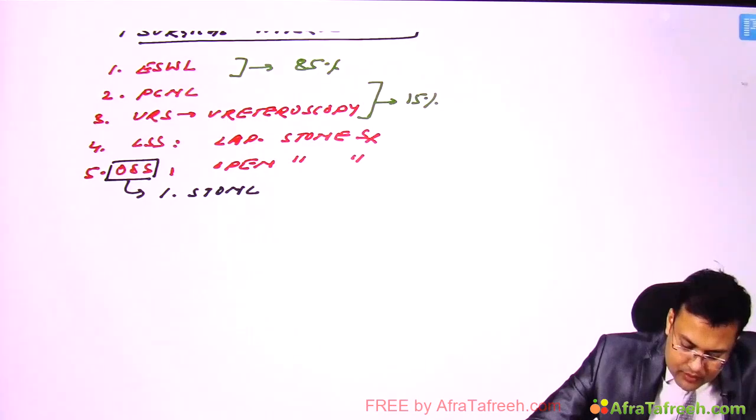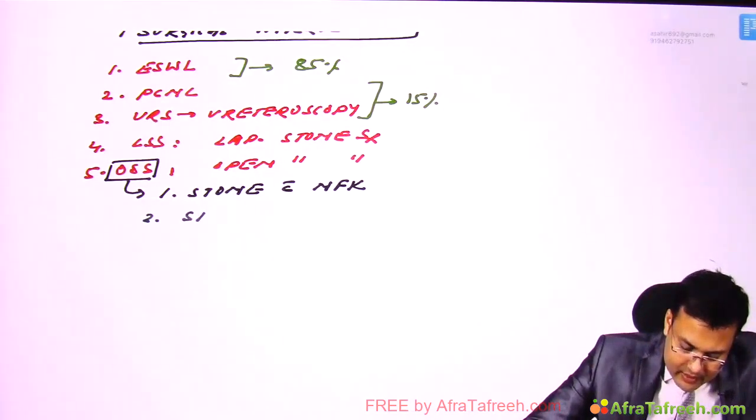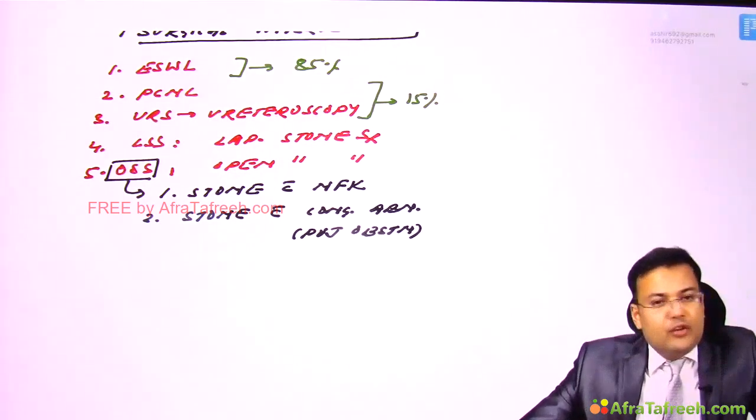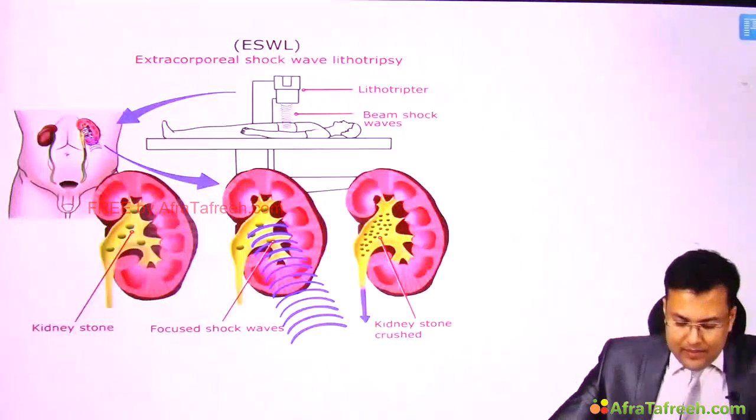First, stone with a non-functioning kidney, where we have to perform nephrectomy, and second, stone with congenital abnormality of the kidney like PUJ obstruction. Clear? So in these cases only we go for open stone surgery. Now we are going to discuss ESWL.